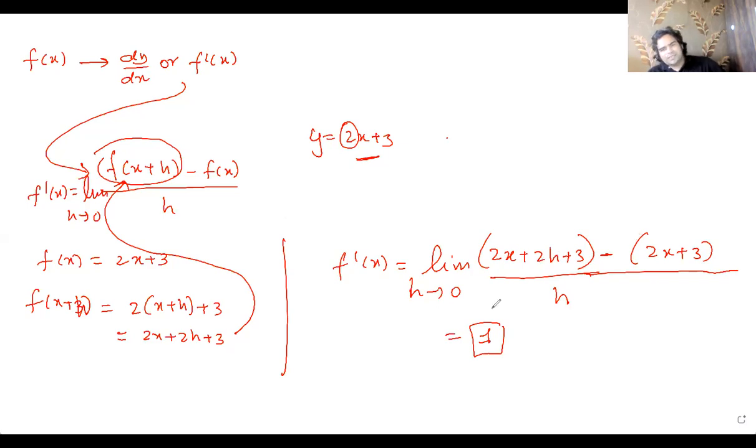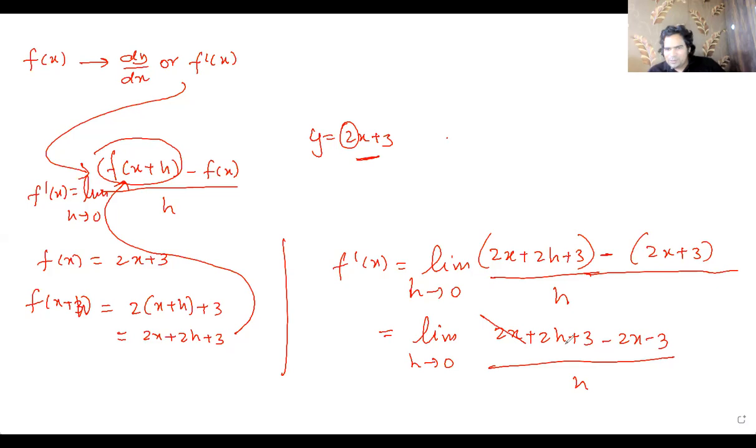Now, if you subtract these two things, let's say limit h tending to 0. You open up the brackets, so 2x plus 2h plus 3 minus 2x minus 3 over h. 2x and 2x get cancelled, 3 and 3 get cancelled, h and h get cancelled, and as a result you see the slope, irrespective of any x value, the slope of this line is coming as 2, which is obviously the slope is 2.